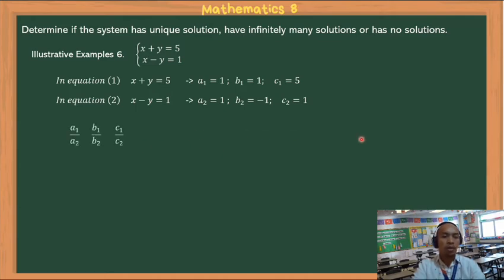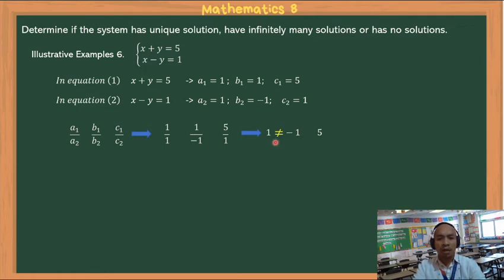First, we're going to compare the results of the ratios. So a sub 1 over a sub 2, b sub 1 over b sub 2, c sub 1 over c sub 2. So simplify. 1 divided by 1 is 1. 1 divided by negative 1 is negative 1. 5 divided by 1 is 5. So we will compare. As we can see, from the first comparison, the ratio a sub 1 over a sub 2 is not equal to b sub 1 over b sub 2.